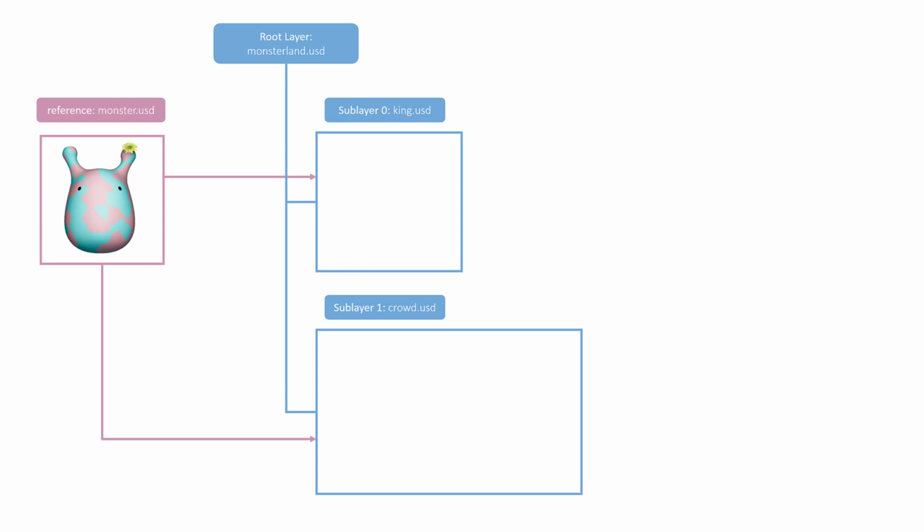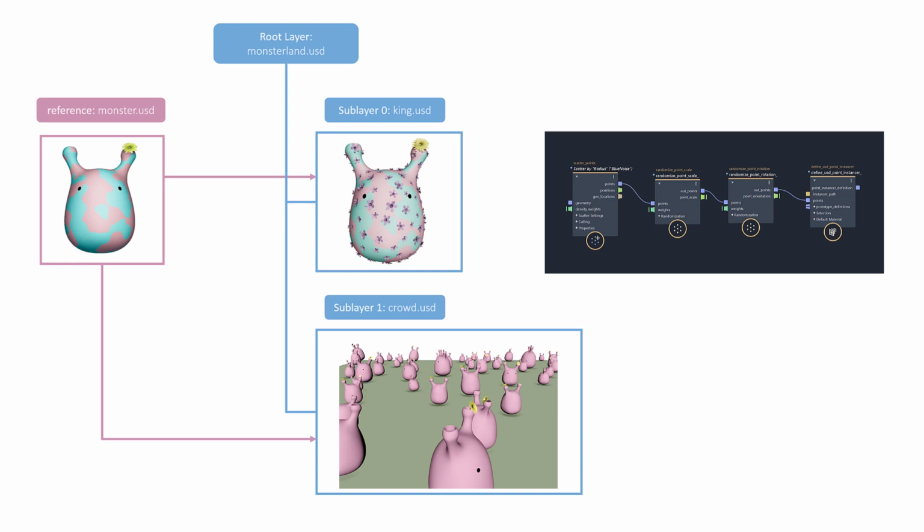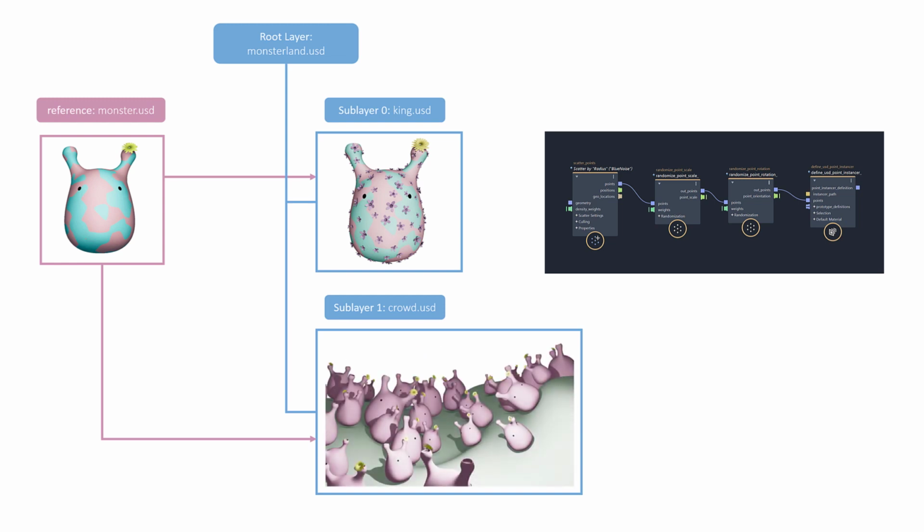To recap, we referenced the monster.usd file and used a combination of scatter points and Define USD Point Instancer to create USD instances. We also learned how to associate the distribution with attribute values and how to change an attribute of a reference.